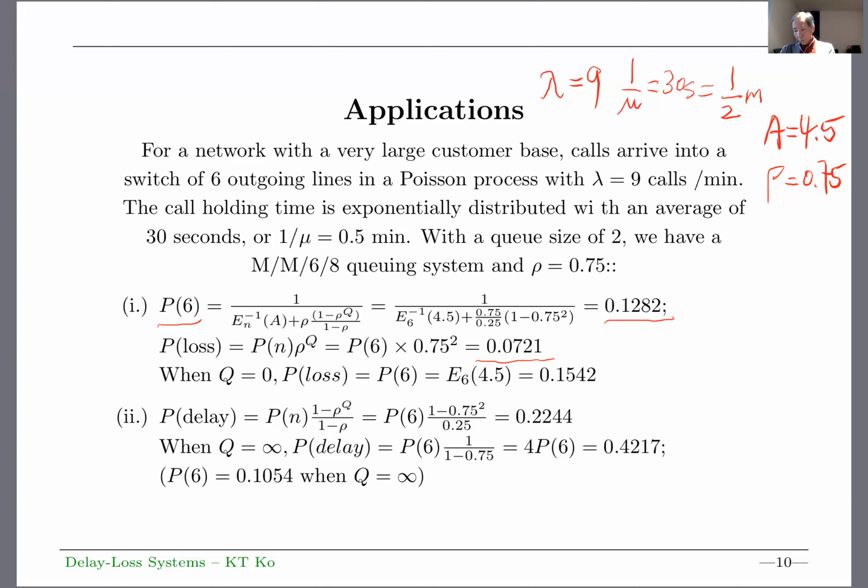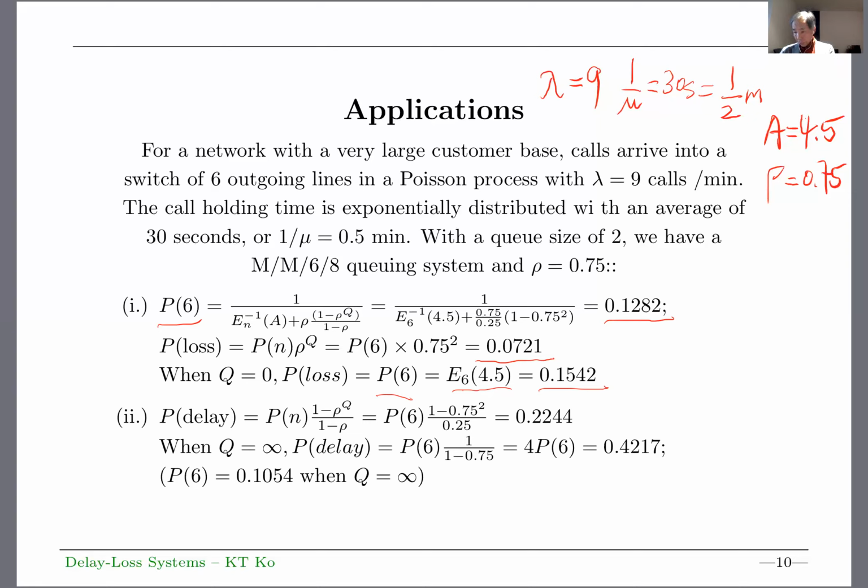Now, we look at an interesting case. When Q equals 0, what happens to the P loss? P loss should be equal to P6, and P6 is equal to Erlang loss E6 at 4.5, and that is about 15%. Now, what I can say is that by adding two buffers, you basically change the loss rate from 15% to 7%. So the buffer is utilized quite effectively and reduces the loss rate by half.